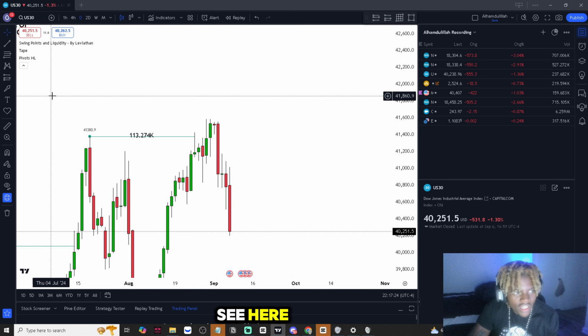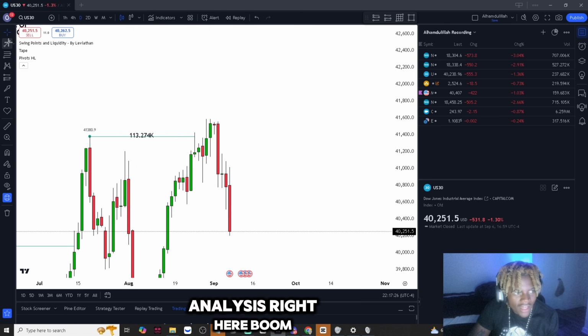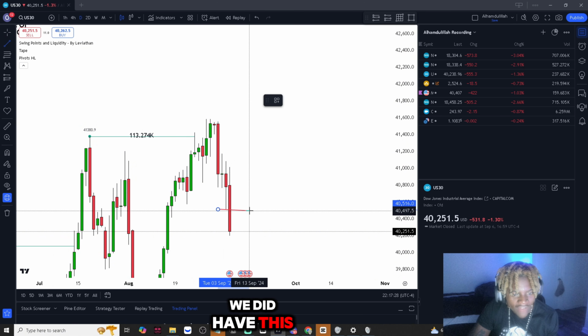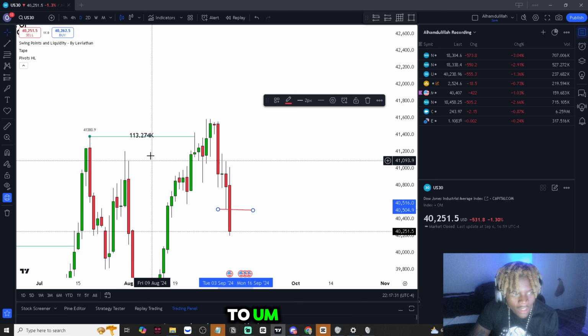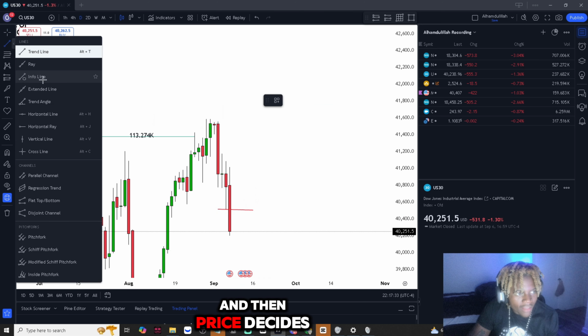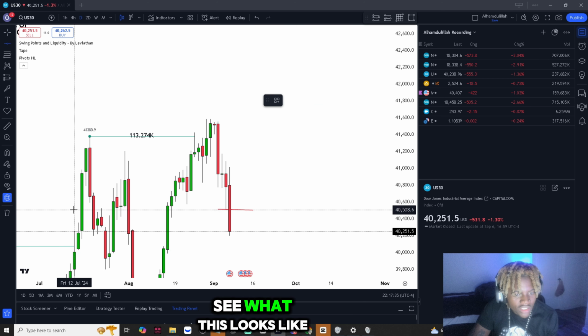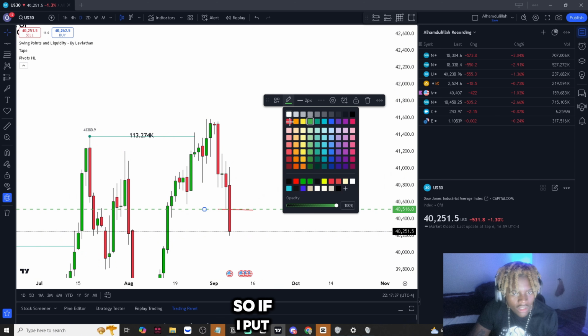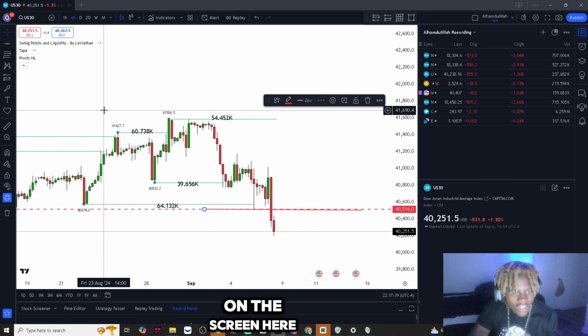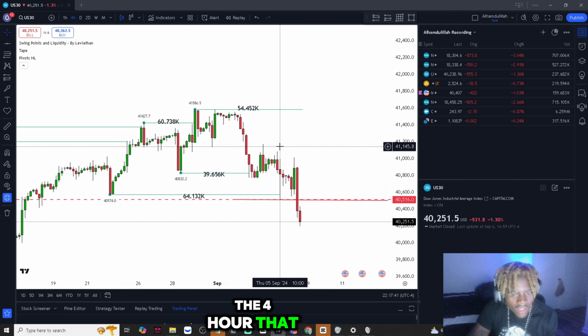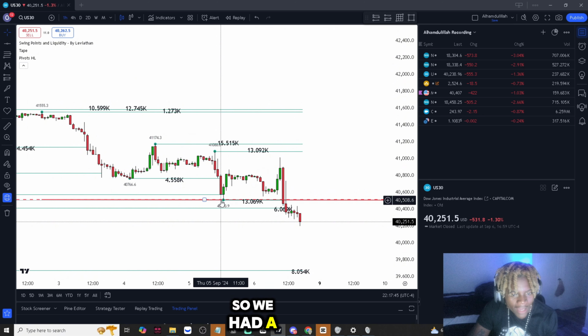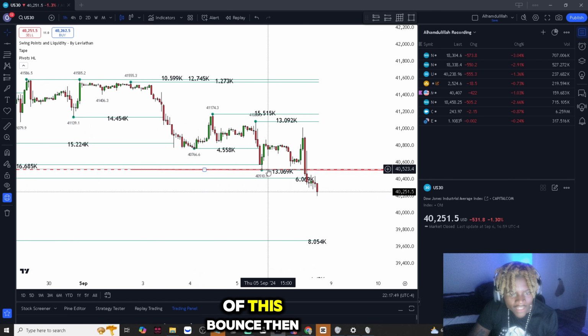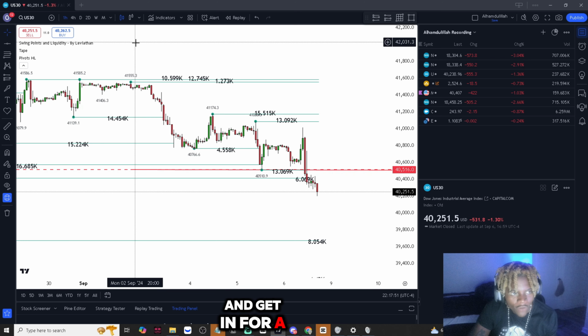So as you guys can see here, using this candlestick analysis, boom, we had this daily candlestick that decided to break out, and then price decided to dump down. So let's see what this looks like on the smaller time frame. If I put a red line here on the screen, I can see on the 4 hour that we had a 4 hour bounce here in the morning. We'll go to the 1 hour candlestick. So we had a bounce here, letting us know that once we had a breakout of this bounce, we would be able to get in for a profitable trade.